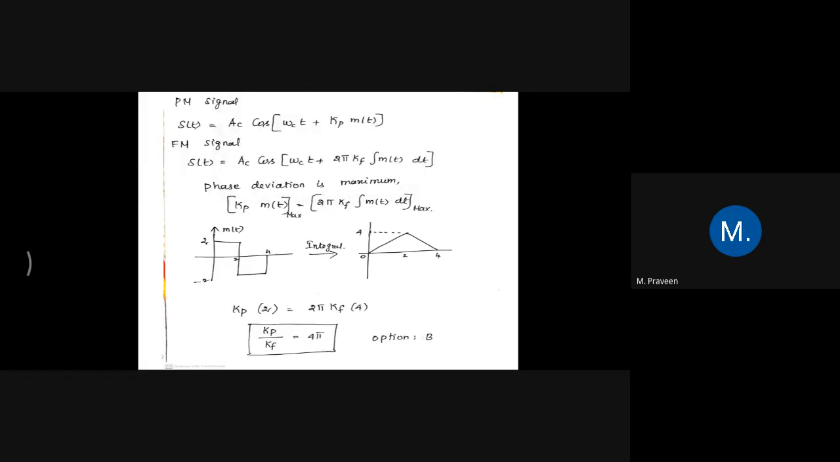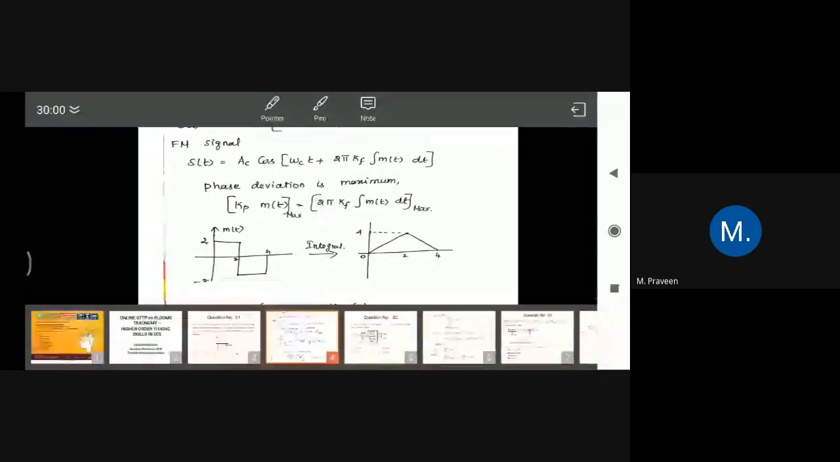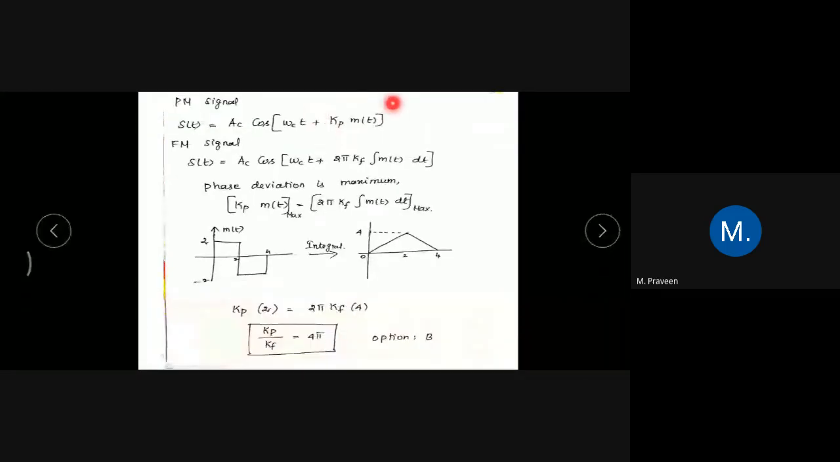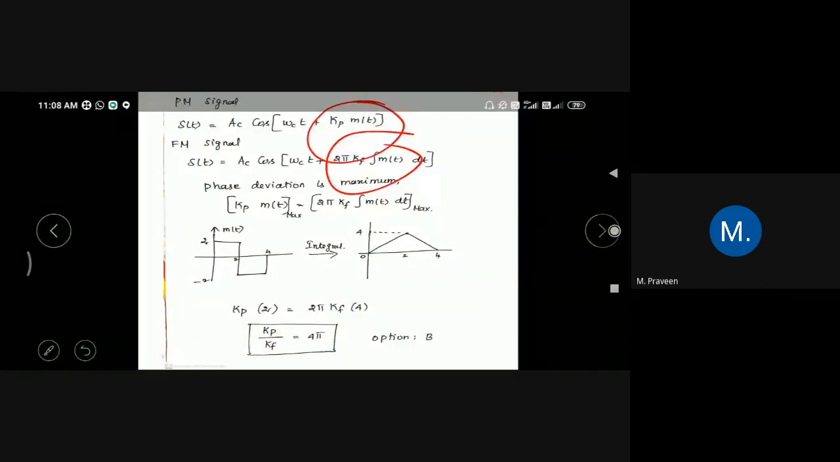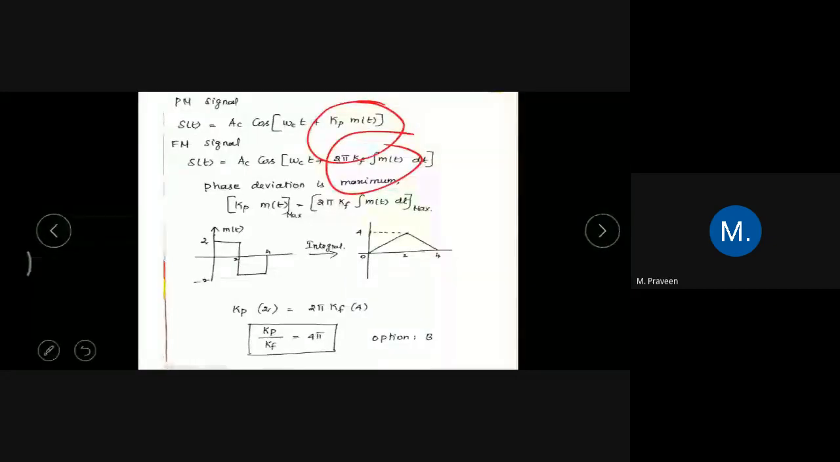Here they mentioned that the phase deviation is maximum for both cases. Here the phase deviation is kp m of t, and here the phase deviation is 2 pi kf integral m of t. This is the phase deviation in both cases, so we should equate both at the maximum level. If I equate both the phases, kp into m of t is equal to 2 pi kf integral m of t into dt.